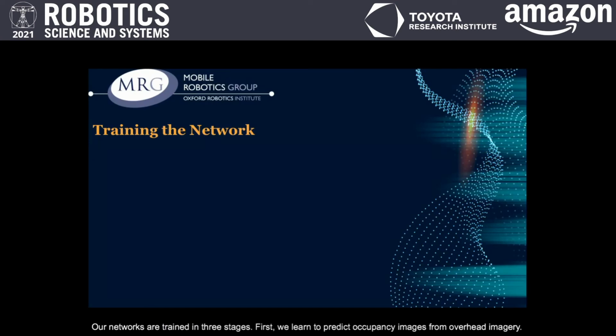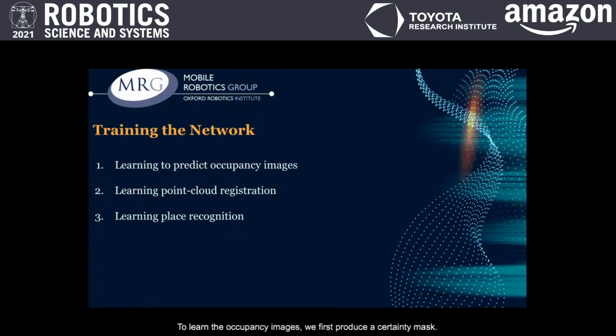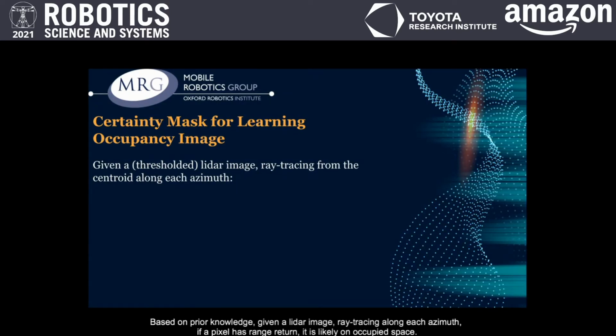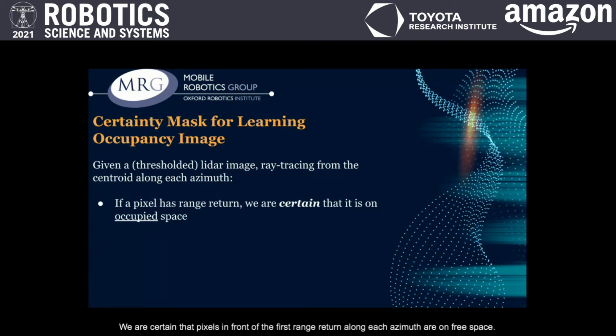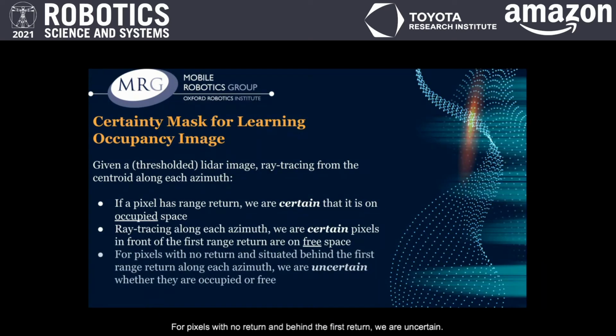First, we learn to predict occupancy images from overhead imagery. Next, we learn the point cloud registration. Finally, we learn a global descriptor for place recognition. To learn the occupancy images, we first produce a certainty mask. Based on prior knowledge, given a LiDAR image, ray tracing along each azimuth, if a pixel has range return, it is likely on occupied space. We are certain that pixels in front of the first range return along each azimuth are on free space. For pixels with no return and behind the first return, we are uncertain.